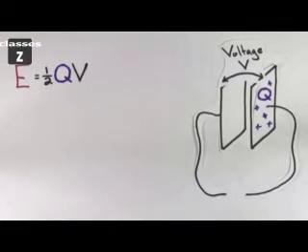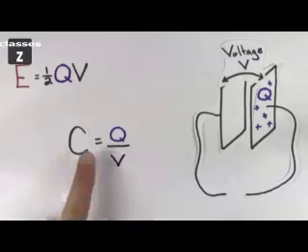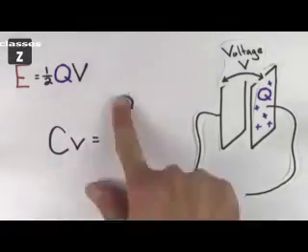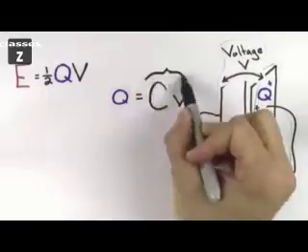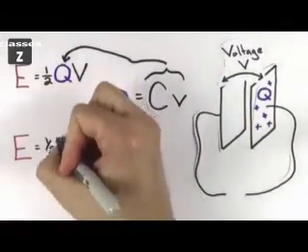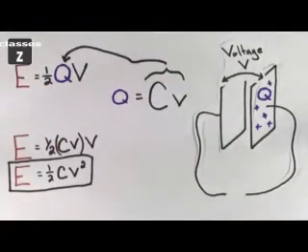There's another form of this equation that can be useful. Since capacitance is defined to be charge over voltage, we can rewrite this as charge equals capacitance times voltage. If we substitute the capacitance times voltage in for the charge, we see that the energy of a capacitor can also be written as 1/2 times the capacitance times the voltage across the capacitor squared.